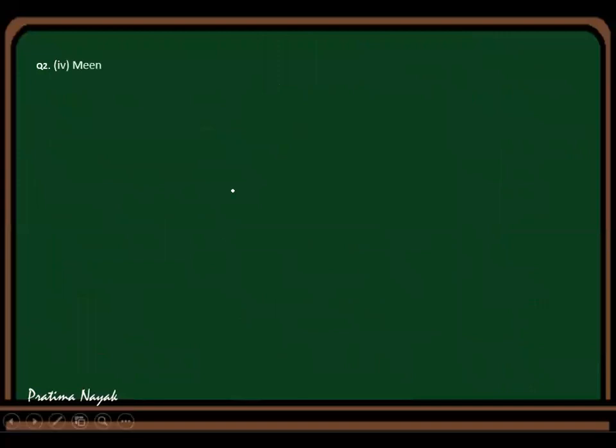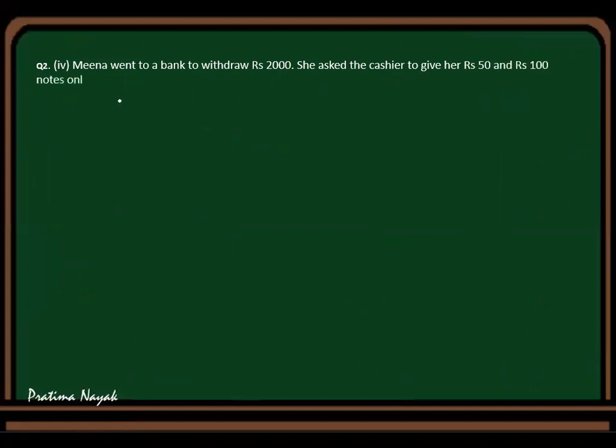Next, fourth part. Meena went to the bank to withdraw rupees 2000. She asked the cashier to give her rupees 50 notes and rupees 100 notes only. Meena got 25 notes in all. Find how many notes of rupees 50 and rupees 100 she received.